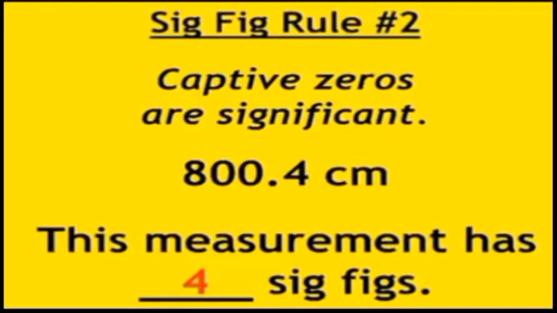So captive zeros are in between numbers or decimal points, and they are significant. So anywhere you see them, always count them as significant figures. For example, the measurement 800.4 has four significant figures, which are your 8, your 0, and your 4.